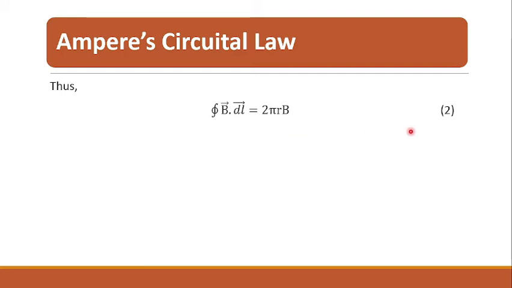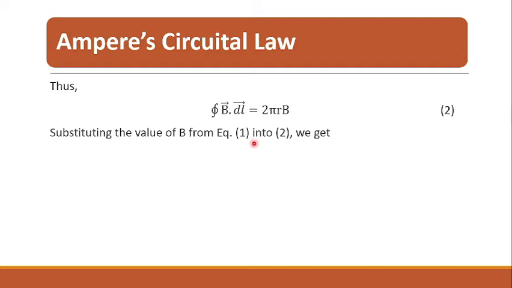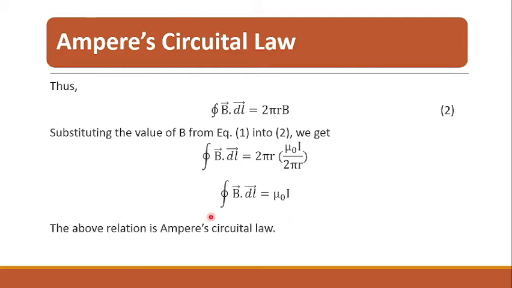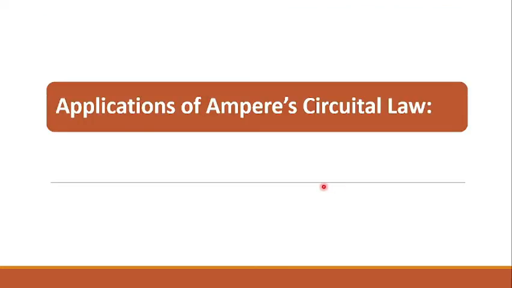Substituting the value of B from equation 1 into equation 2, we get closed integral of B vector dot dl vector is equal to 2 pi r into mu 0 I upon 2 pi r. So we can write closed integral of B vector dot dl vector is equal to mu 0 into I. The above relation is called Ampere's circuital law. Now let us study the applications of Ampere's circuital law.